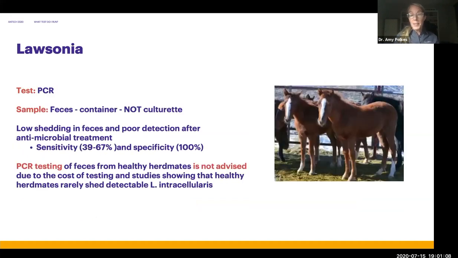There is also a PCR test. Again, this is done on feces, not a culturette, but there is very low shedding in the feces, and it can be poor detection. And if you've treated them with antimicrobials, even worse detection. So it has a poor sensitivity, even though a high specificity. And they don't recommend that you do PCR testing of herd mates. You should really do serologic testing, because the healthy herd mates are rarely going to shed this, so you're going to see them as negative. But if you did the serologic testing, it could be more helpful.